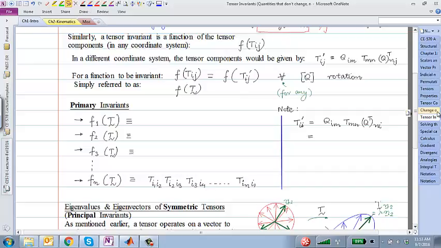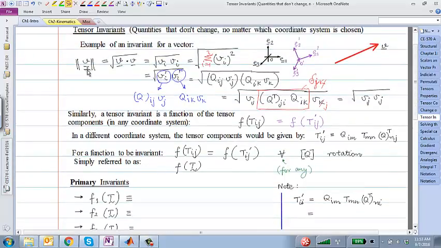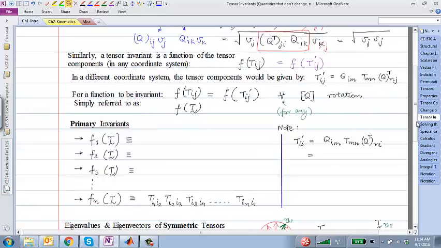So for example, if I use a different coordinate system is equal to Tij prime. So if I have a different coordinate system, I will have a prime set of numbers. If I calculate the same function using the prime components, I should get the same value. Exactly the same way that we had here. Magnitude with the unprimed and the prime components was the same. So that's basically the definition for an invariant.